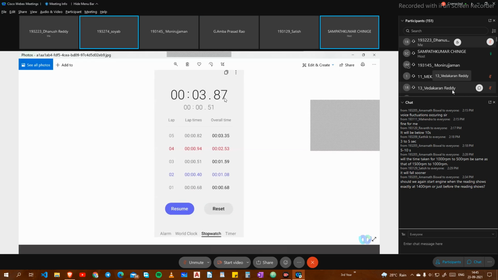The center one is seconds. 0.8. Center one is seconds. Yes, sir. This is second. This is hundredth of a second. Correct, 3 seconds, sir. The 3 is a second, and 0.87 is basically your hundredths of a second. The fraction of second.